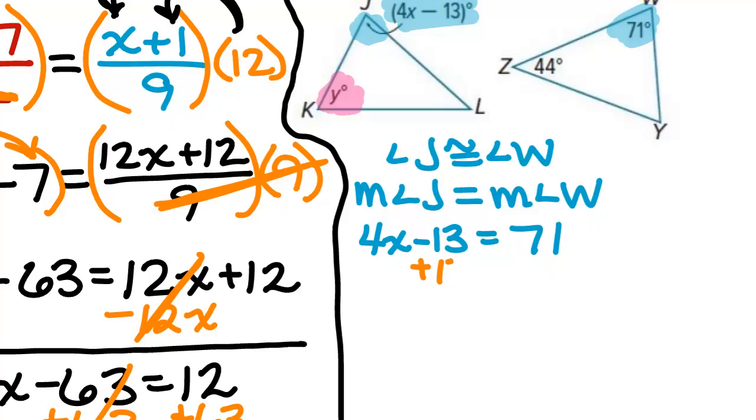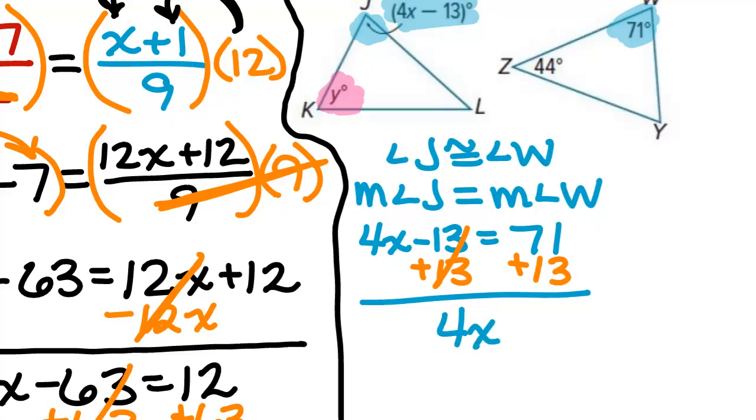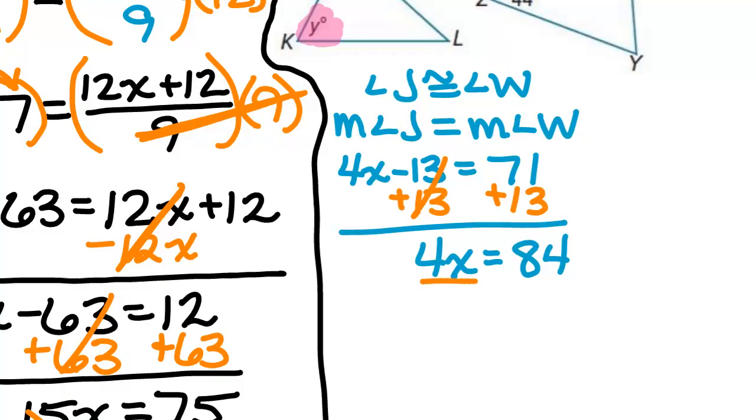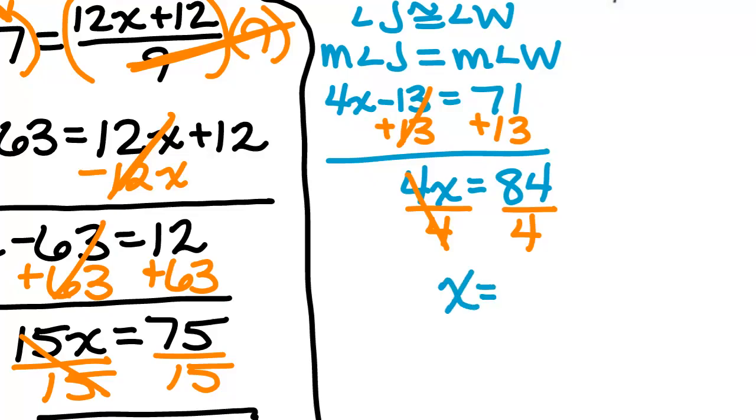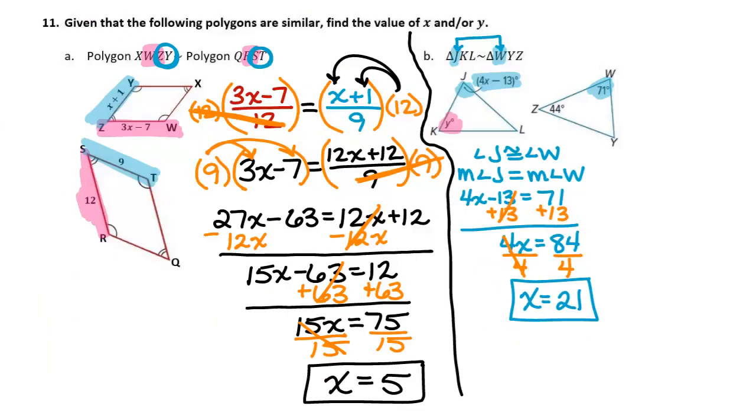Now I'm going to add 13 to both sides. What is 71 plus 13? 84. 4x equals 84. Then we divide both sides by 4. What is 84 divided by 4? 21. So x is 21. We didn't even have to do any fractions on that one. That was kind of nice.